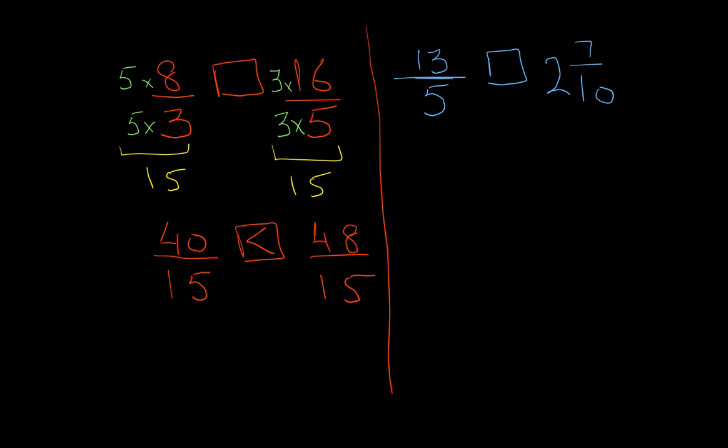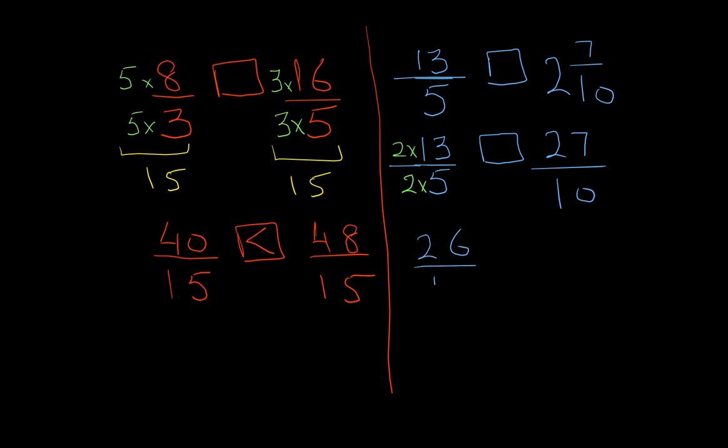The best thing to do is to actually change this to an improper fraction. So now we have 13 over 5, and we want to compare it to 27 over 10. Now you want them to be on the same denominator. So what we're going to do is we're going to multiply the 5 by 2, and hence we have to multiply the 13 by 2 also, because we have to do the same thing to the numerator and the denominator. So now we are going to get 26 over 10, and we are comparing it to 27 over 10, and clearly 26 over 10 is less than 27 over 10.